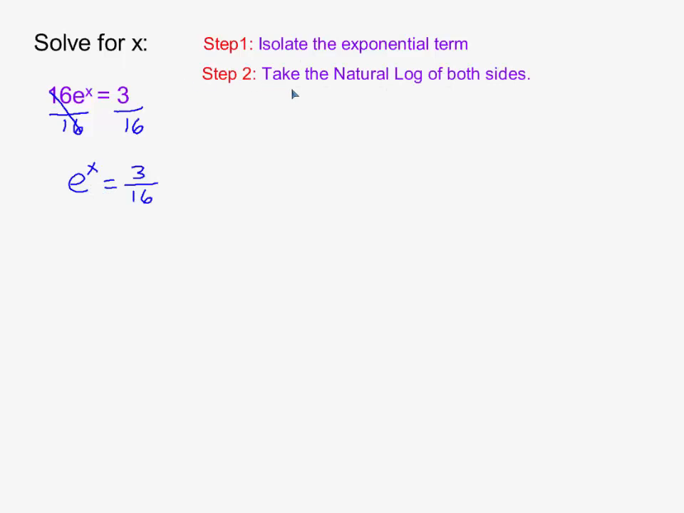Step 2 is to simply take the natural log of both sides. This literally means that you can take the ln and plug in the left-hand side of the equation into there, copy the equal signs, and since I took the ln of the left-hand side, I have to take the ln of the right-hand side as well. So I will be copying the 3/16 in this set of parentheses. So copying the left-hand side in here, the right-hand side in here, I'm done with step 2. I've taken the natural log of both sides.